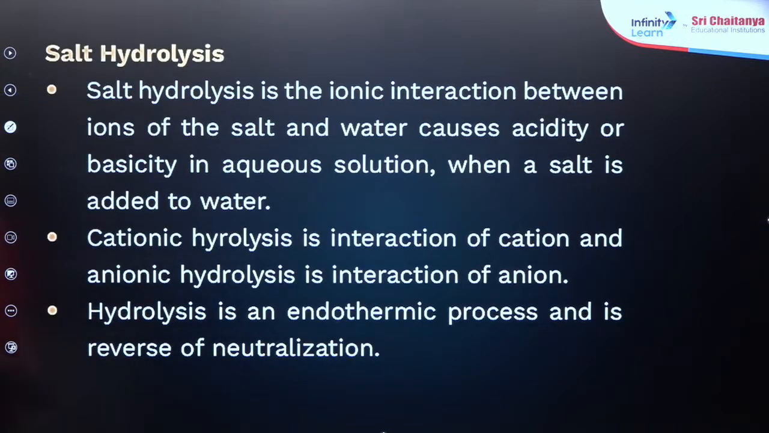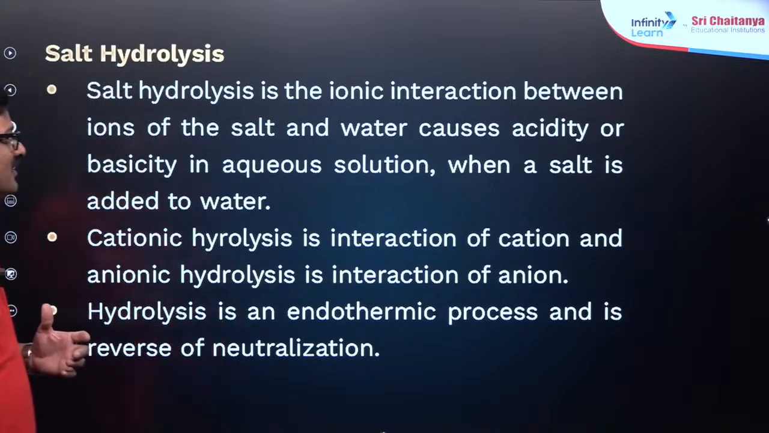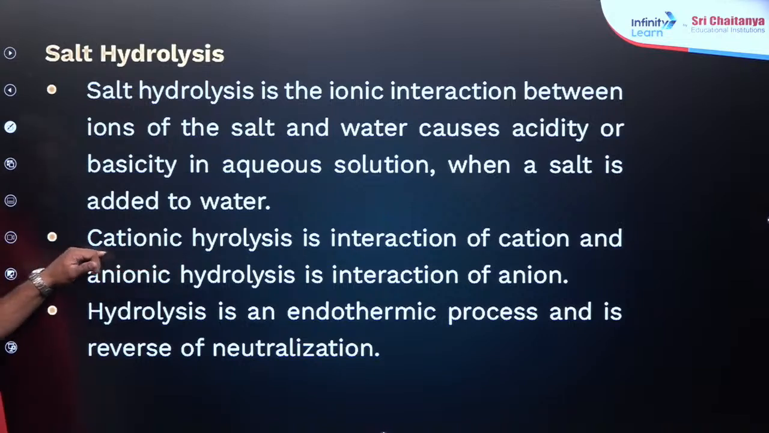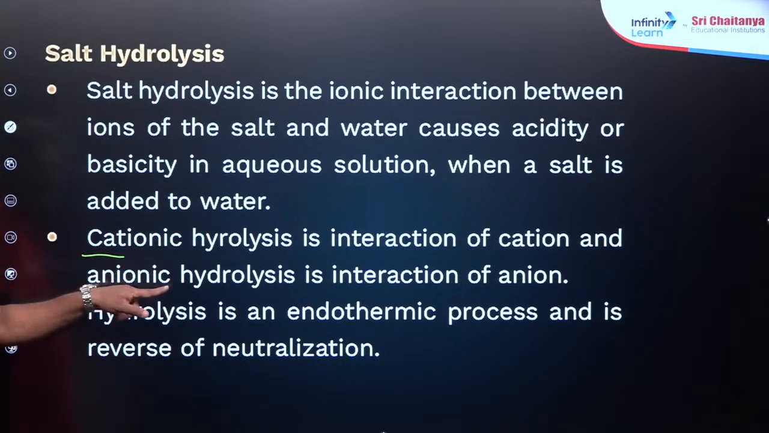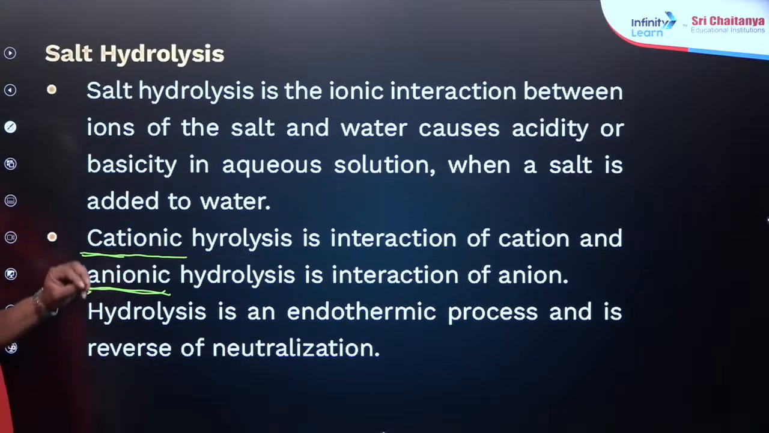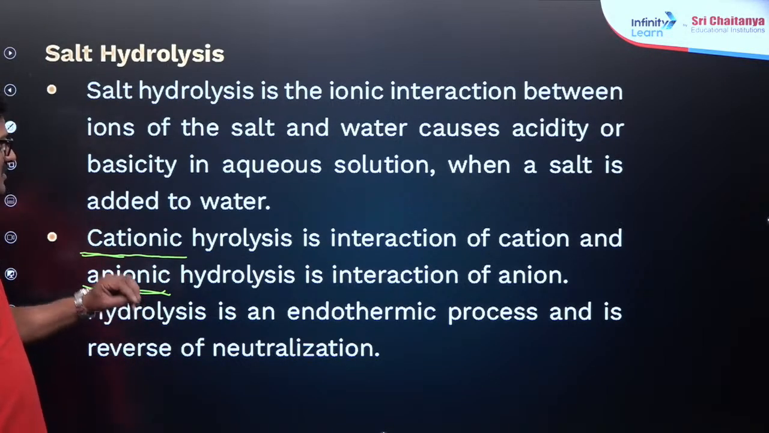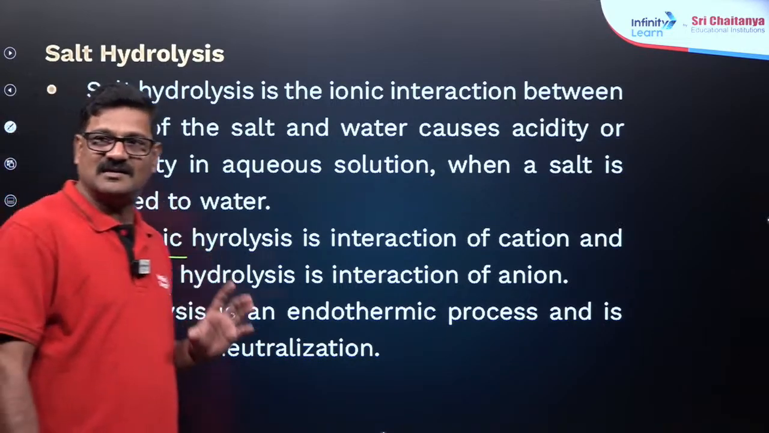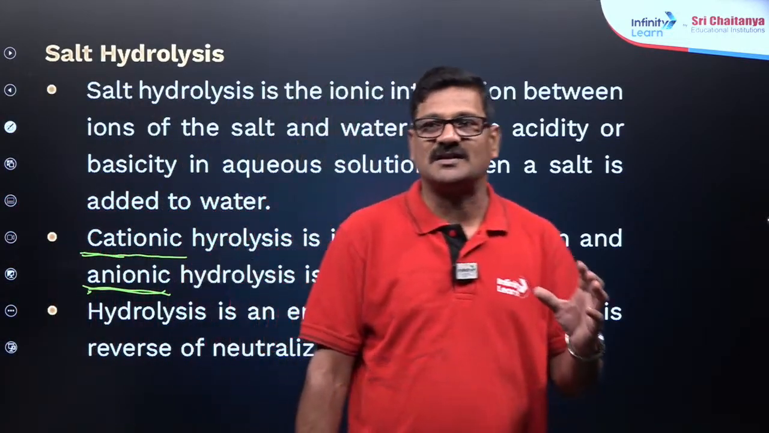Salt hydrolysis is the ionic interaction between the ions of the salt and the water that causes an acidic or a basic solution when a salt is added to water. So you can have cationic hydrolysis and anionic hydrolysis also. This salt contains a cation and an anion. So sometimes a cation can hydrolyze, sometimes an anion can hydrolyze, sometimes both can hydrolyze.